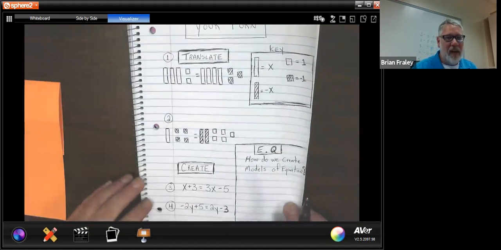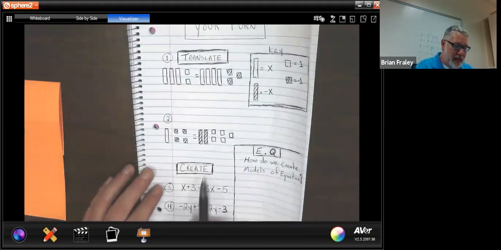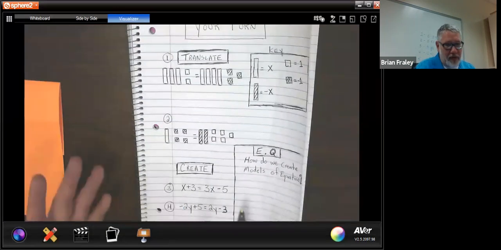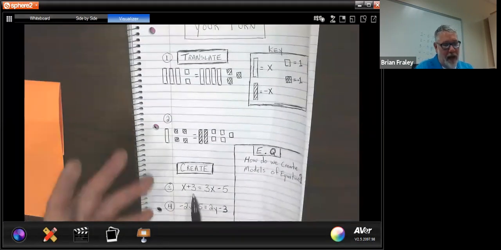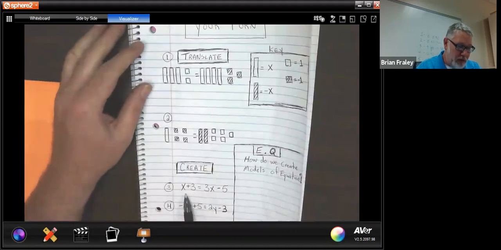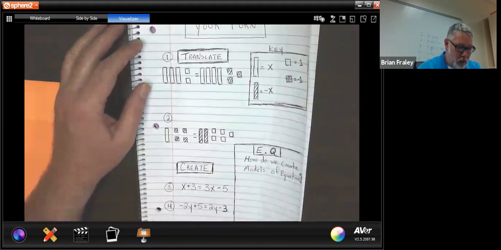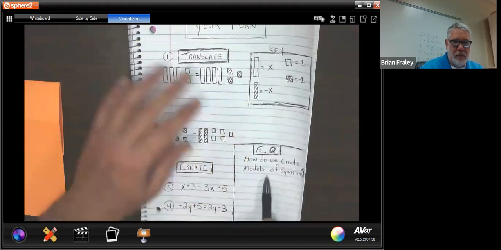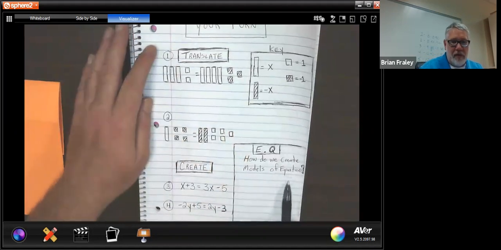Then you're going to go down to the create section, and I want you to create. Now, you don't have room to do it here, but on the back of your paper or wherever Miss Jackson wants you to do it, you're going to create x plus 3 equals 3x minus 5. And you're going to create negative 2y plus 5 equals 2y minus 3. Also, guys, answer your EQ. How do we create models of equations?